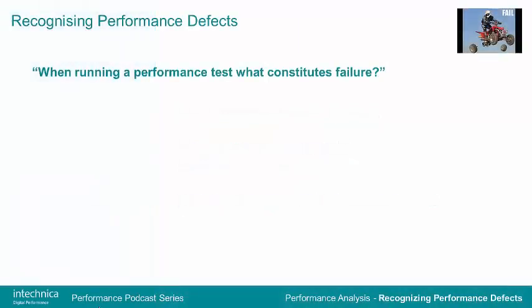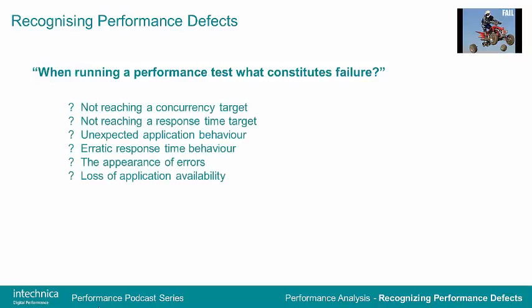So in running a performance test, what actually constitutes a failure? Well, a number of things can happen. For example, not reaching a concurrency or response time target, some sort of unexpected application behavior, erratic response time results, the appearance of errors, or even a loss of application availability. Any or all of these events would constitute a performance test failure.